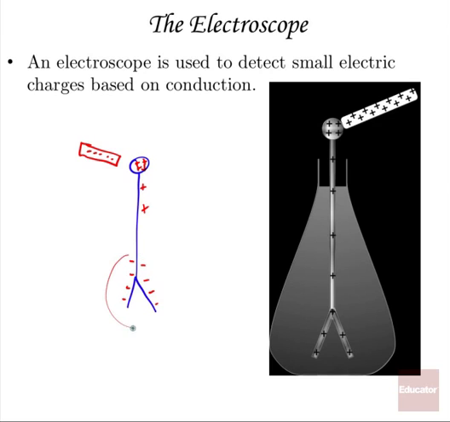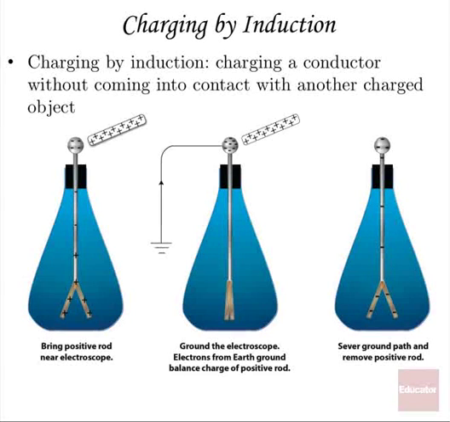Well, once again, down here on those leaves, you have negative charges on each leaf. They'll repel. So this is really a charge detector. You could also charge by induction. That's charging a conductor without actually coming into contact with another charged object.